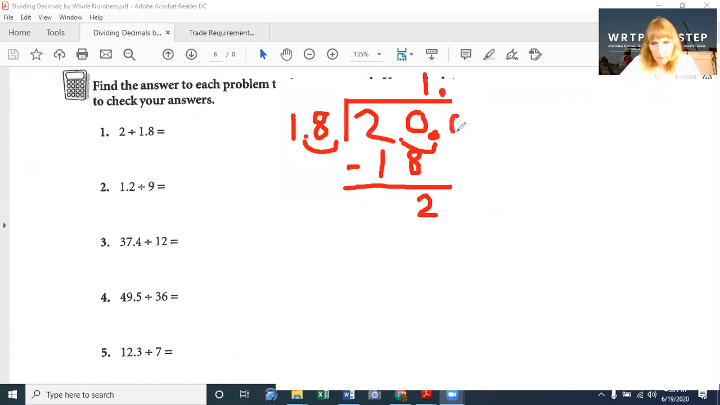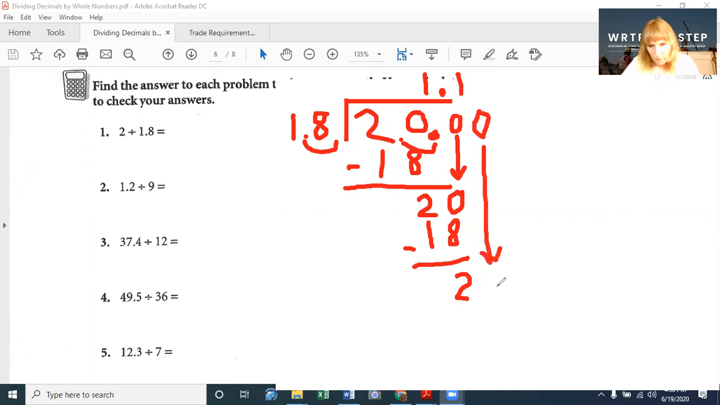We're going to add another 0, and we're going to bring it down. So 18 goes into 20. Again, it's going to be 1 time. 1 times 18 is 18. You can already kind of see what's going to happen here. 20 minus 18 is 2. And we're going to bring down one more 0 that we're going to add in there. 18 goes into 20. Yes, 1 time. 1 times 18 is 18. 20 minus 18 is going to be 2 again. And if we were to keep adding zeros, we would get 1.1111111 forever and ever.